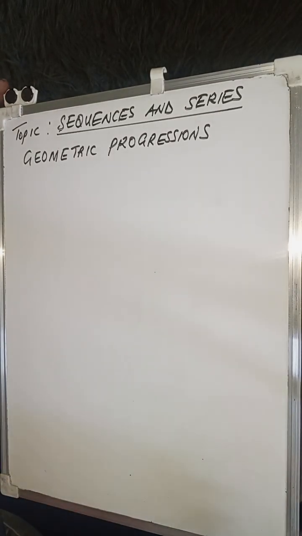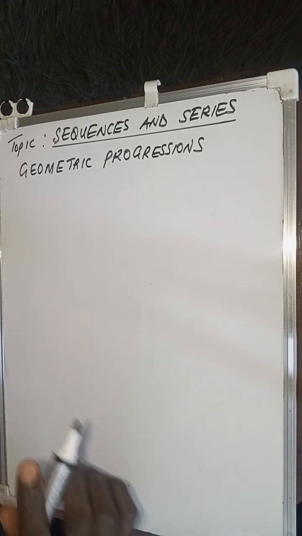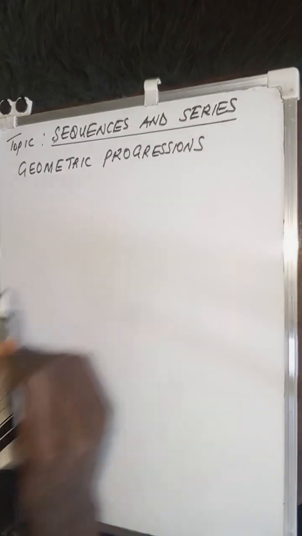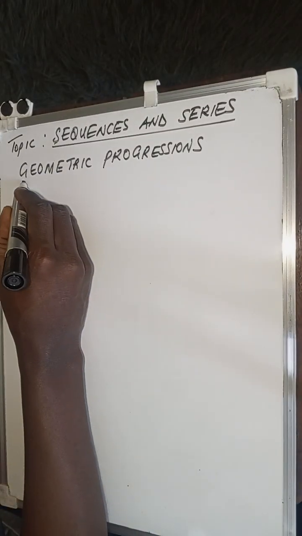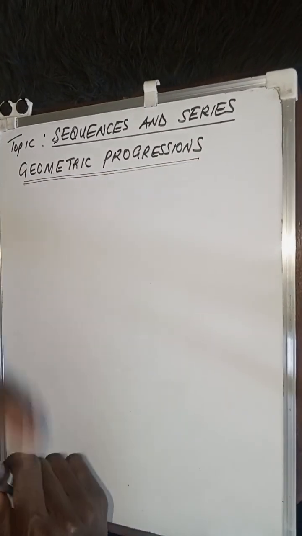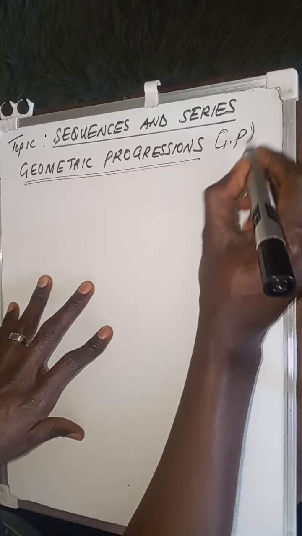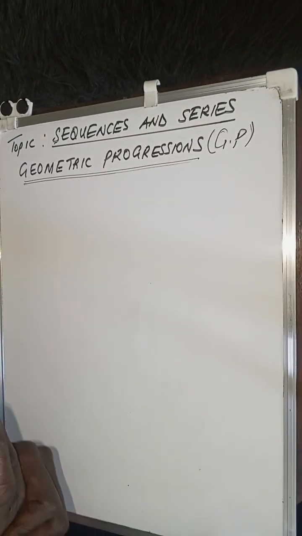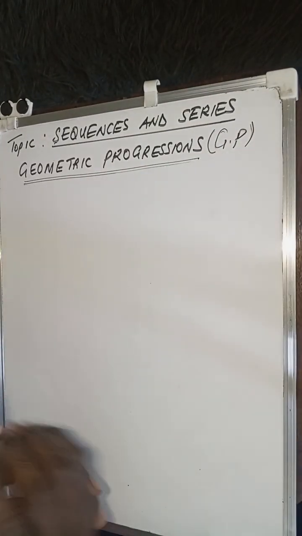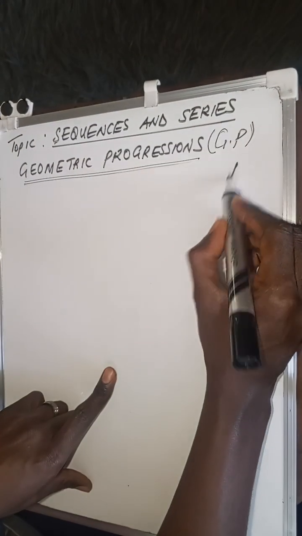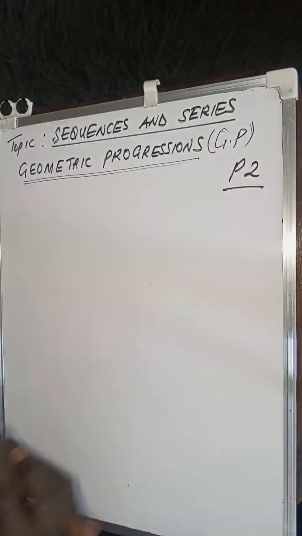So welcome to my mathematics videos as we continue with sequences and series. But this time we are focusing on geometric progression, commonly known as GPs. And in the ECZ examination, you are going to find geometric progression specifically in paper 2.